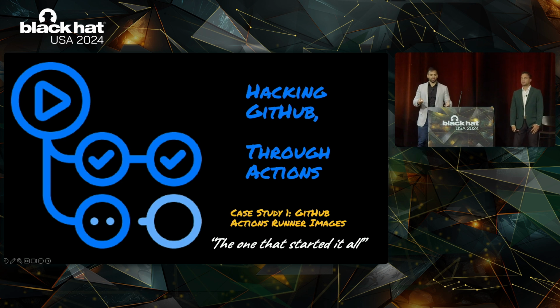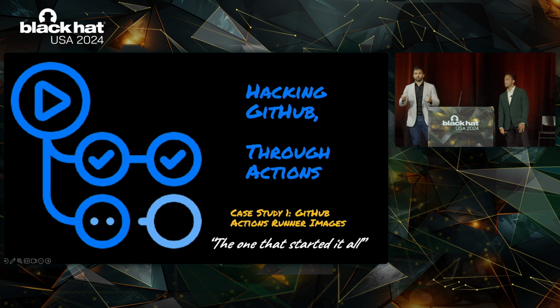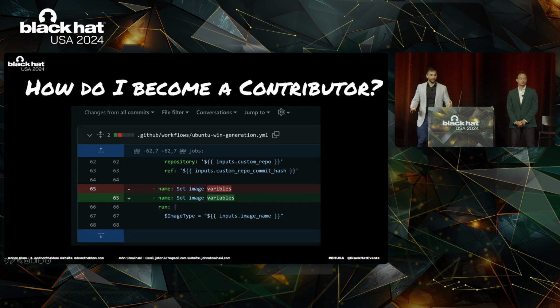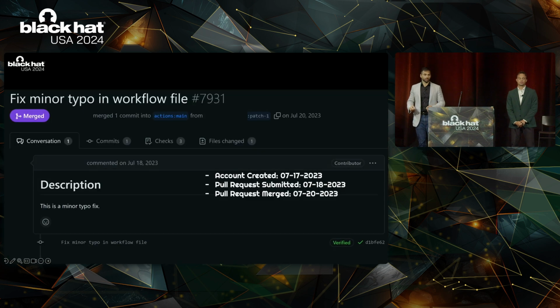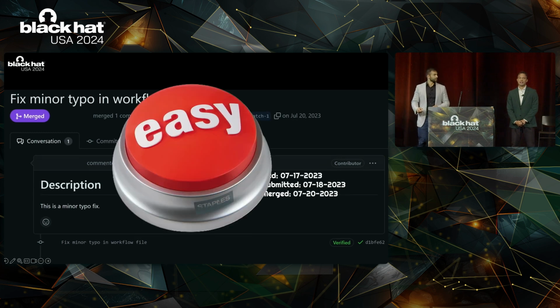hacking GitHub through actions. This targeted the GitHub action runner images repository, which holds the code used to build GitHub-hosted runners. This is the attack that started everything. The first step here was to become a contributor. This involved fixing a typo. Shortly after, the pull request was approved by the maintainers and merged in. It doesn't get much easier than that to cross a security boundary.